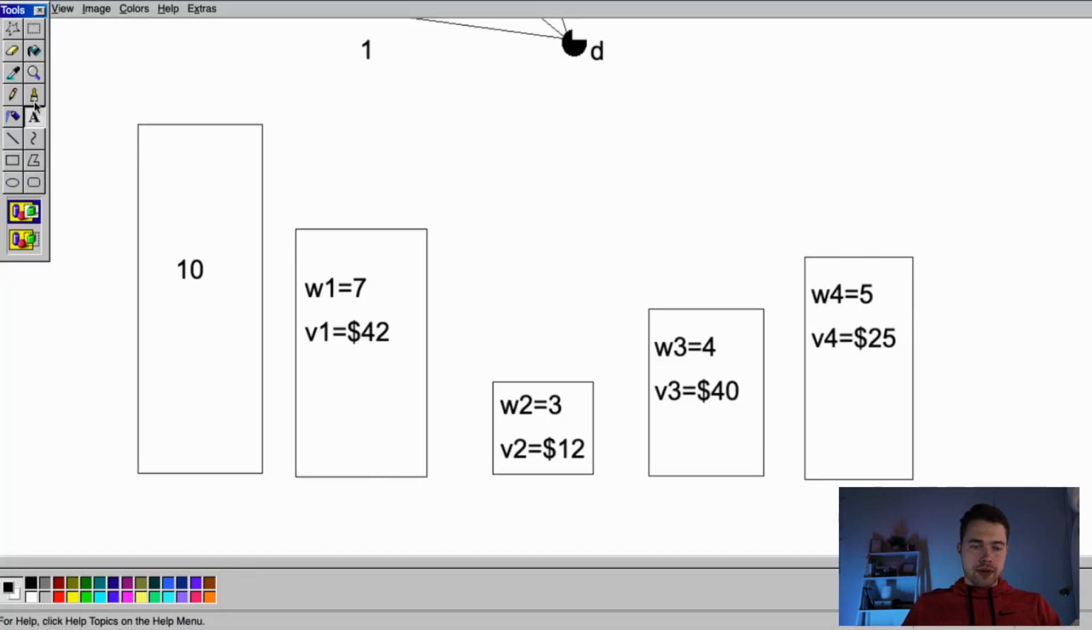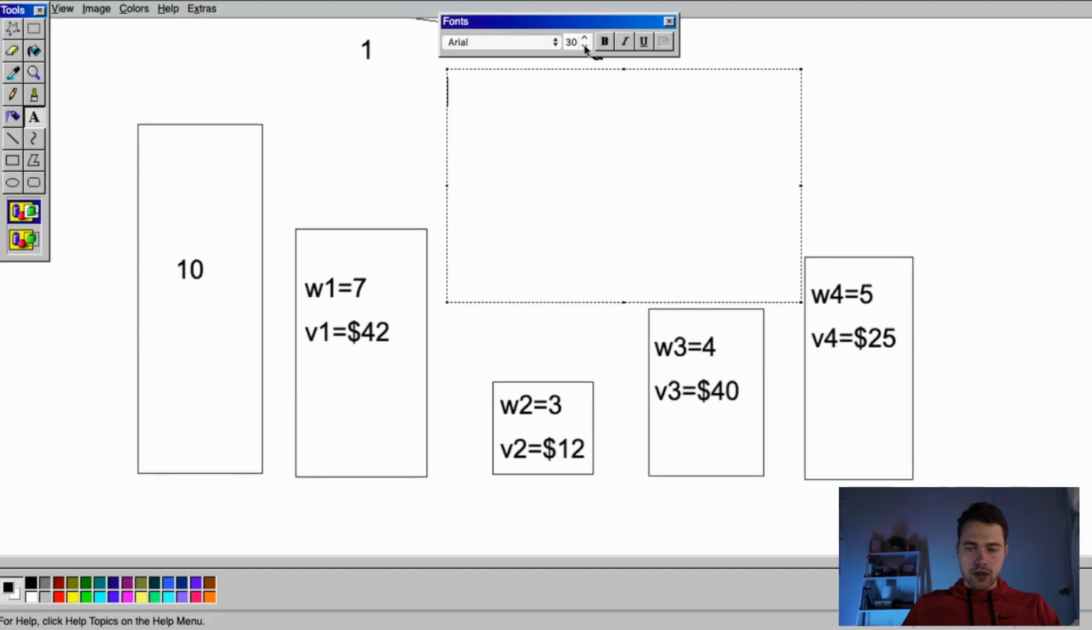So how would you solve it? You would try to solve it this way. Imagine I steal only the first item. In this case the value is 42 bucks. Then only the second item, the value is 12. Imagine the subset contains only the third item, the value is 40 bucks. Then the fourth one, I'm going to have 25.